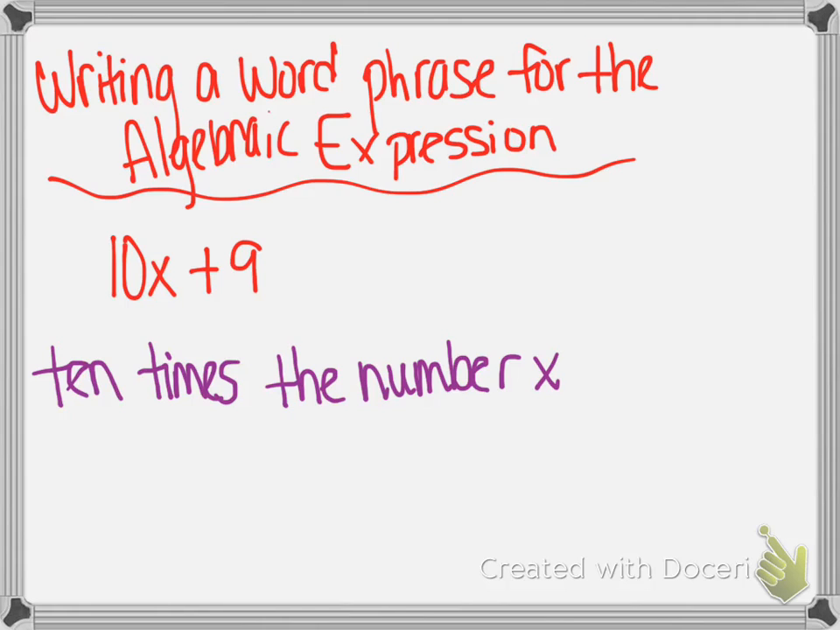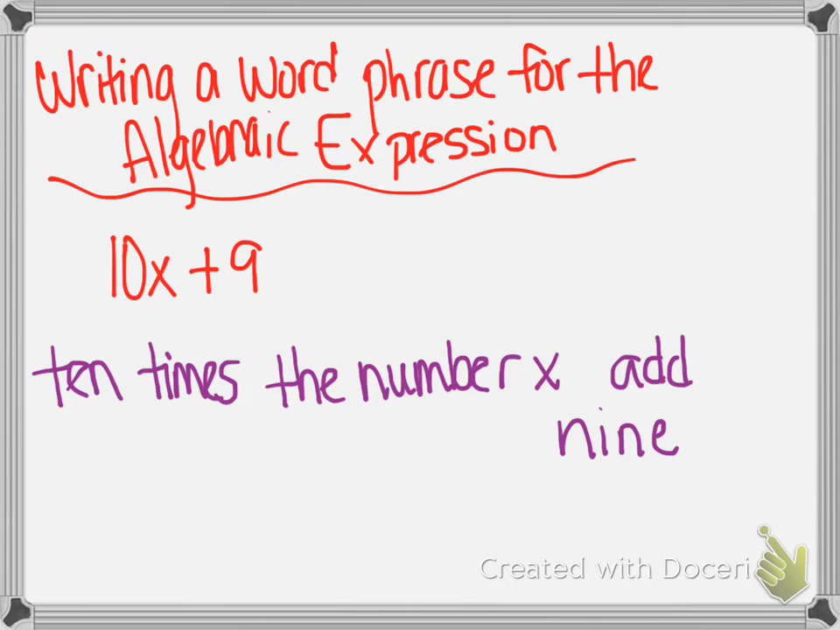and then I can't say "and 9," because someone may interpret that to be 10 times the number x and 9. So we take 10 times the number x, add 9. Okay. That's just one way to write that algebraic expression as a word phrase.